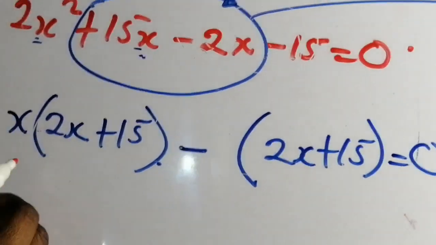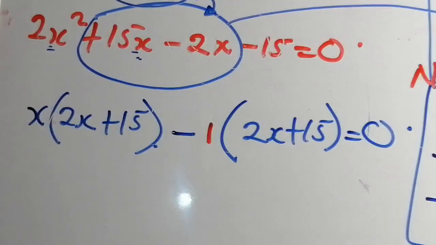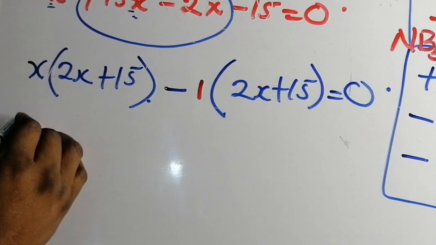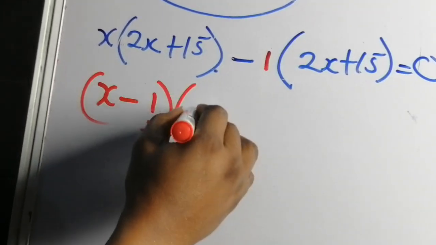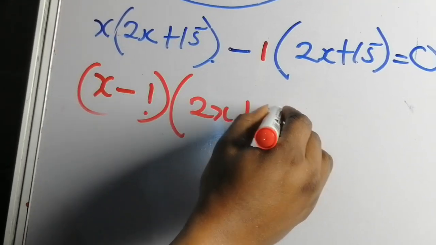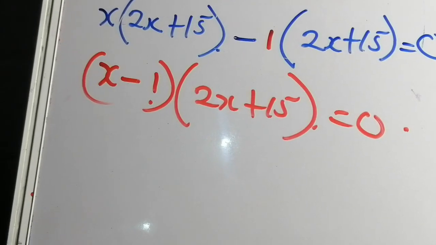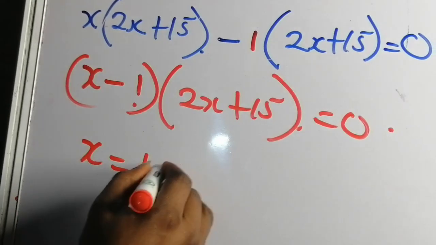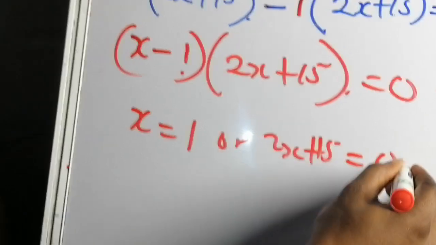So very important. It means that this is common. And I told you there's a 1 here, but we don't usually write it because 1 times this will still give us 1. So this is the same thing as s minus 1, okay? That's 2x plus 15 equals 0. It's as simple as that, okay? So now it means that s equals 1 or 2x plus 15 equals 0.